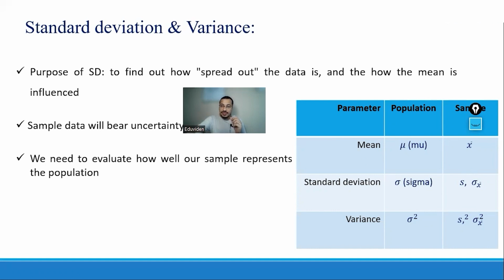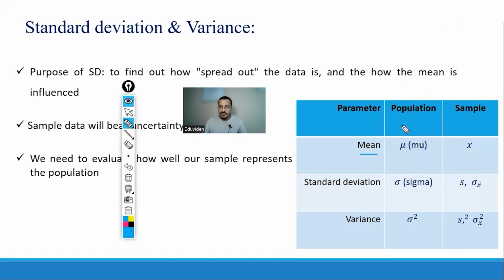Right. So parameter, let's say mean. My population mean is given by mu. This is a Greek letter, a Greek alphabet, which is called mu. In a sample, however, we denote it by X bar. The bar is not coming clearly here, but it should be X bar. Okay. Standard deviation is given by sigma, which is again a Greek letter. However, sample standard deviation is given by small s or sigma X bar. But typically we use small s.